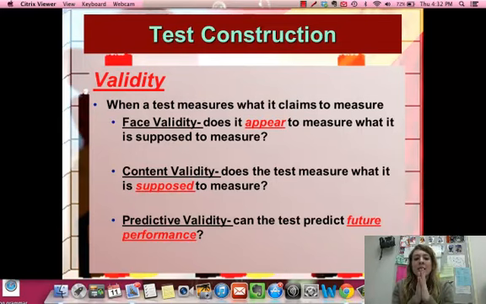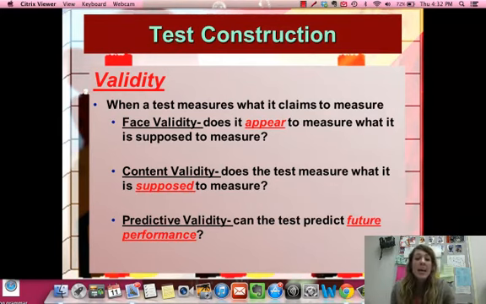Face validity is does it look like it measures what it's supposed to measure? So if I'm giving you a test to see if you're depressed, if you as the person taking the test, does it seem like the questions are about depression? That's called face validity. Does the person taking the test think that the test is actually measuring what they think it's measuring? Do the questions seem to go along with what they're thinking about?